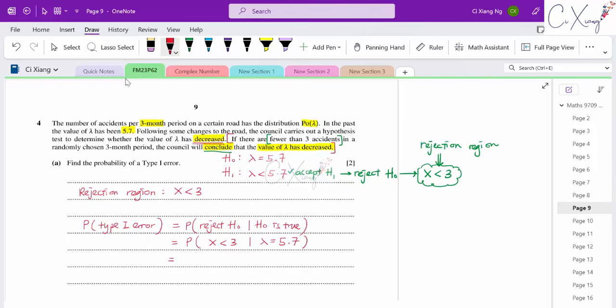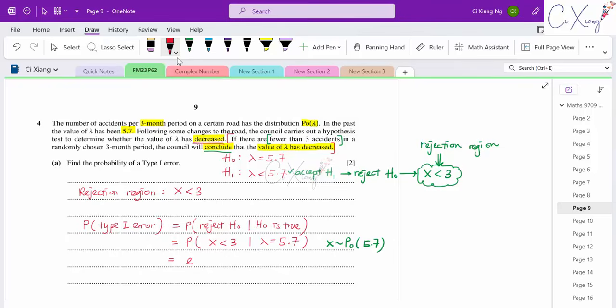Okay, so for this question, the question itself already tells us that x is Poisson distributed, where lambda is 5.7, which we assume to be true. To calculate the probability for x smaller than 3, we need to include the probability of x equals 0, x equals 1, and also x equals 2.